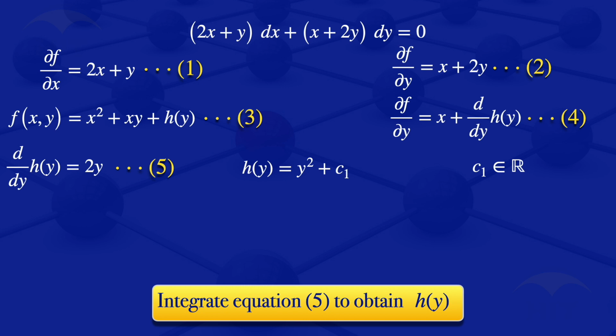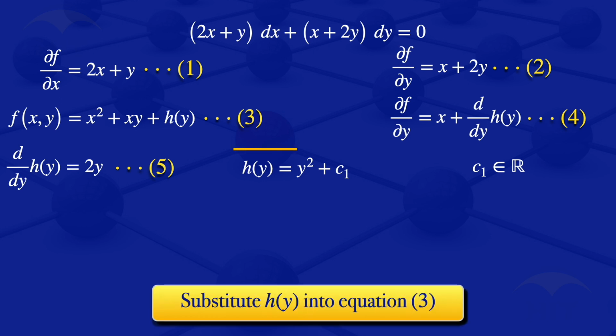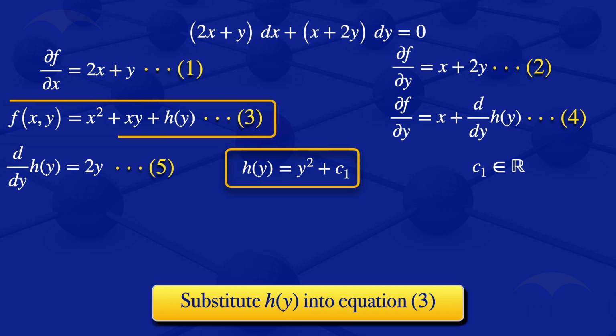a constant of integration. I will then go on and substitute h of y there into equation 3. So the h of y that I'm talking about is this one here. We'll substitute it into equation 3 on this part here, where we have that h of y. So when we substitute for that h of y, what we'll get is f of xy is equals to x squared plus xy plus y squared plus c1.